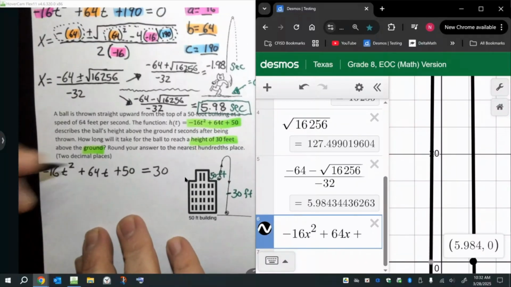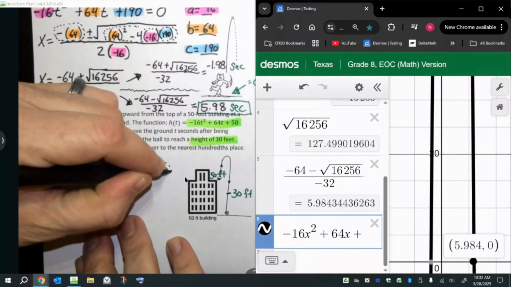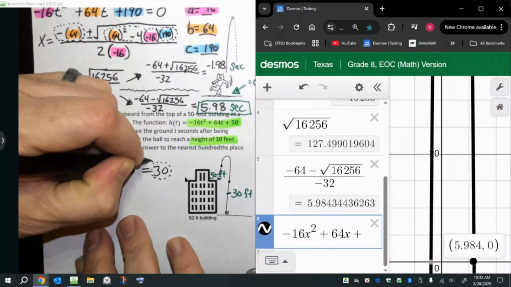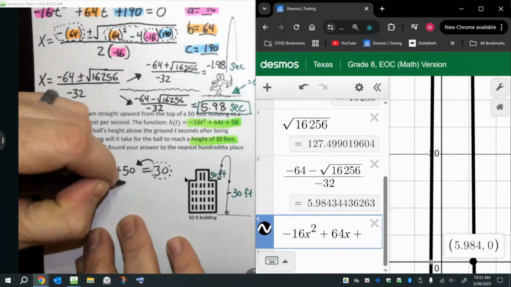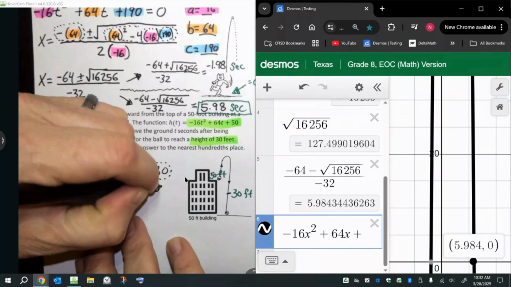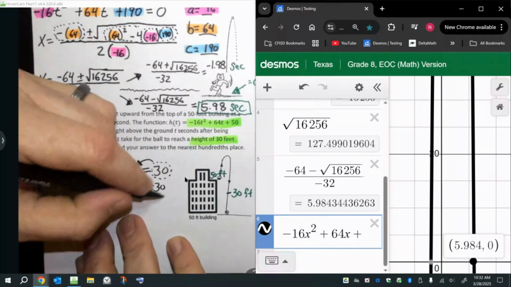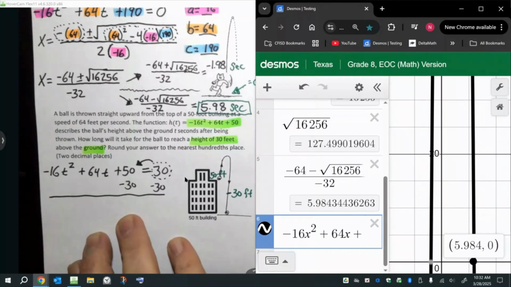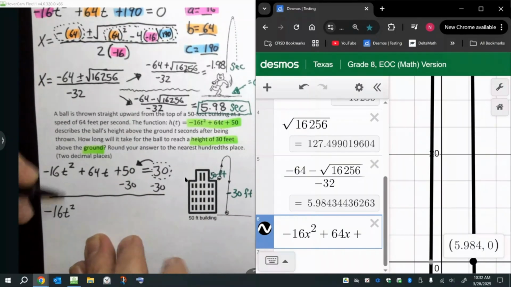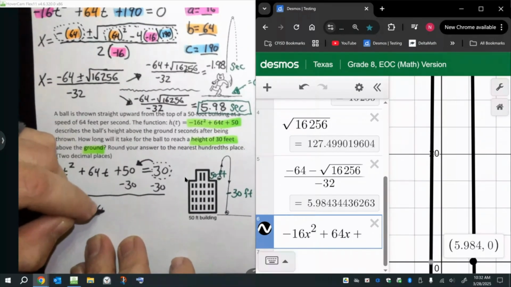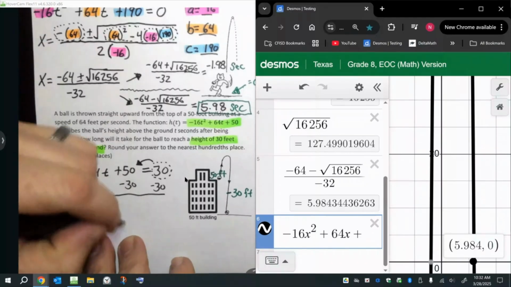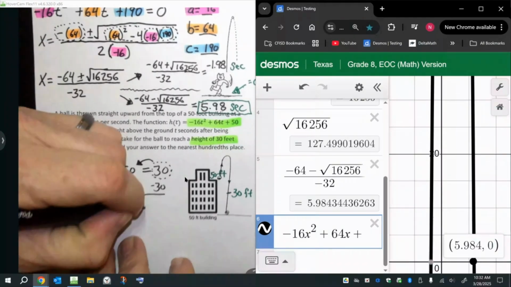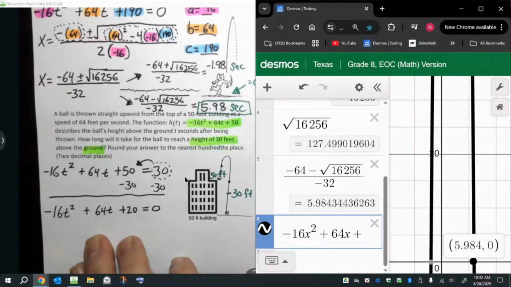Well, wait a minute. I need this to be in standard form. So what about if I move this guy, right? He needs to go over here. And if he goes over there, I'm going to subtract 30, right? I'm subtracting 30. So now I have negative 16t squared plus 64t. 50 minus 30 is positive 20. And now that equals 0.